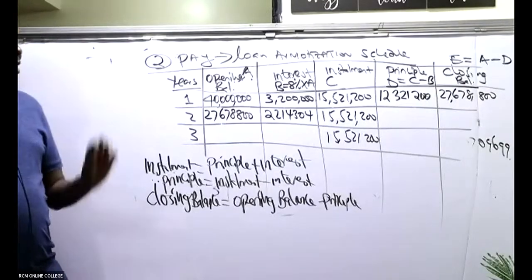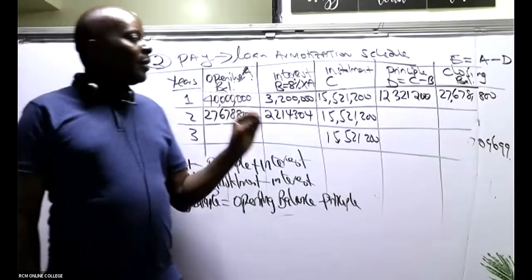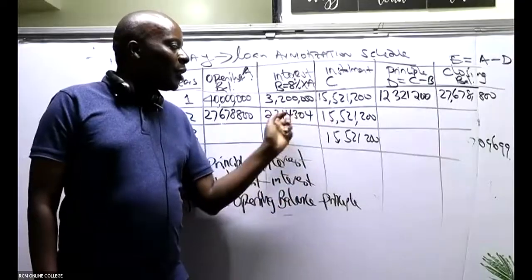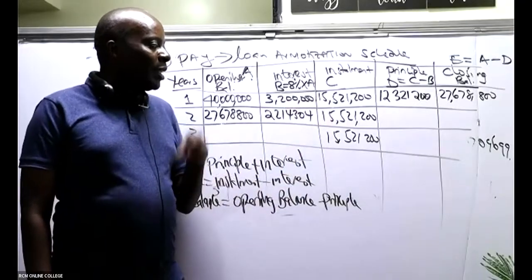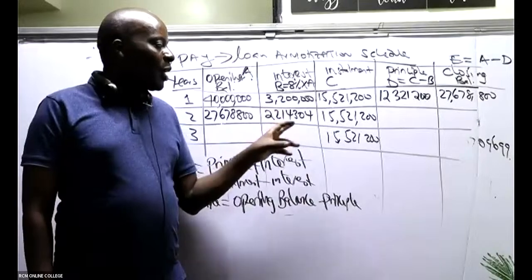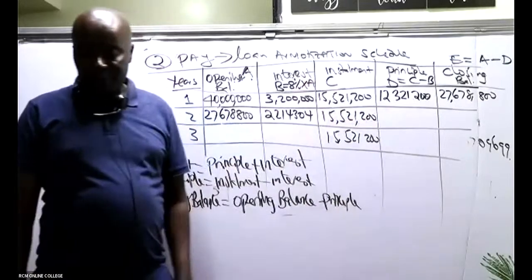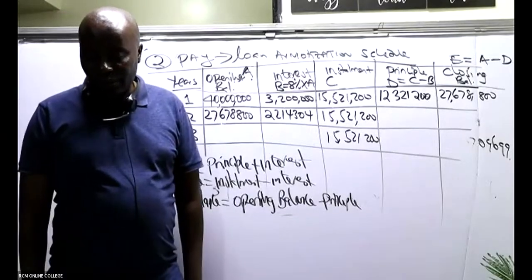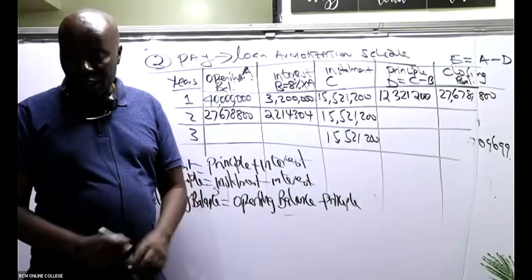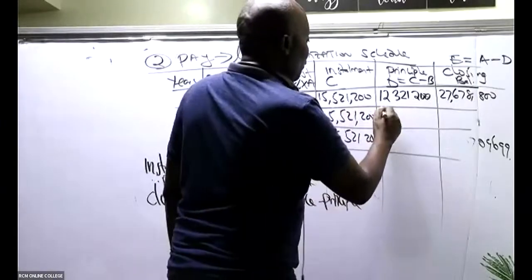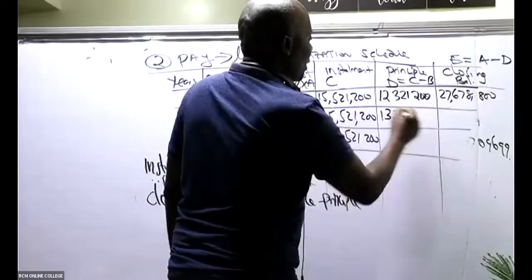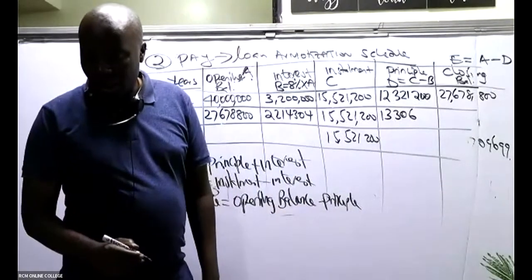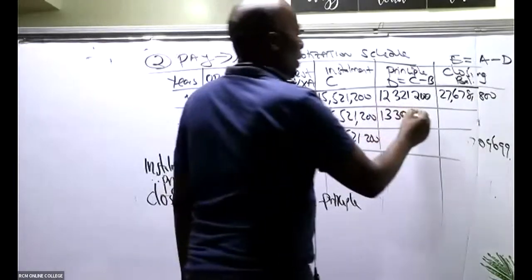2,214,304. Thank you. So once I get the interest, I shall deduct it immediately from the installment. This installment here covers two things. Once I know the interest, getting the principal will not be a big deal. I will take 15,521,200 and subtract this to get the principal here. So 13,306,896.